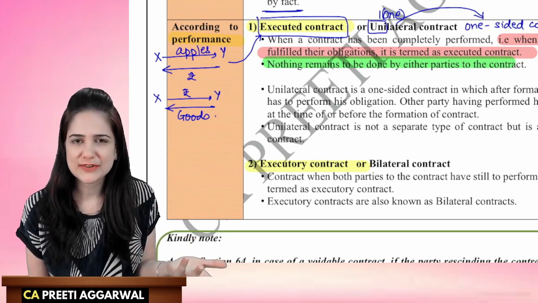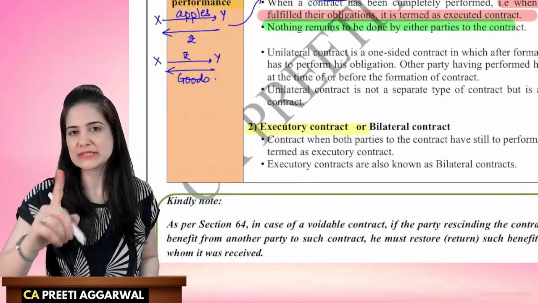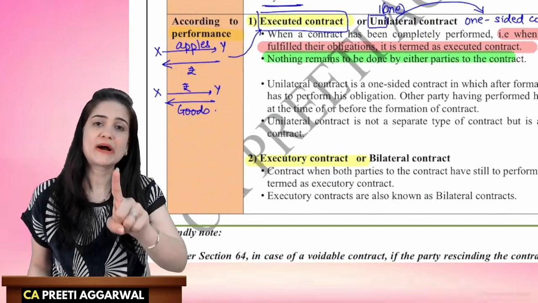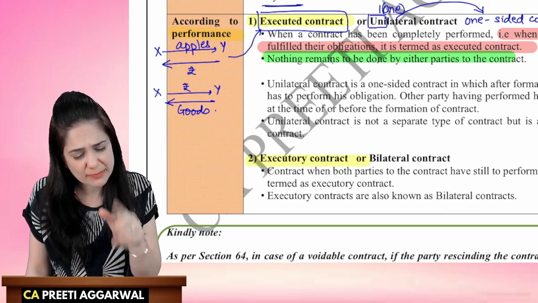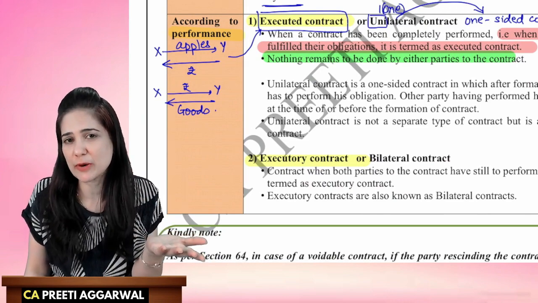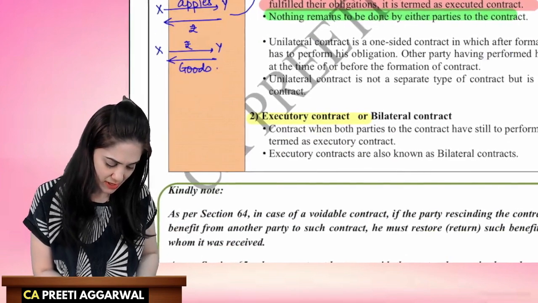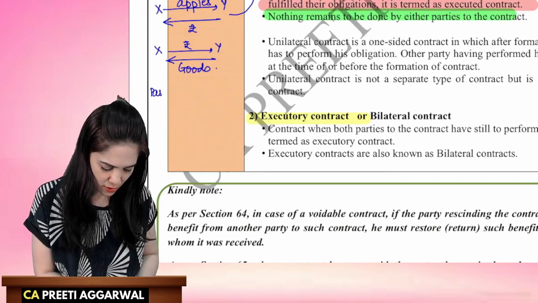What is unilateral? Unilateral means it is a one-sided contract. One party has performed his obligation before formation of the contract, but the other party still needs to perform his obligation. Like say for example, that there was a pasta eating contest, okay?